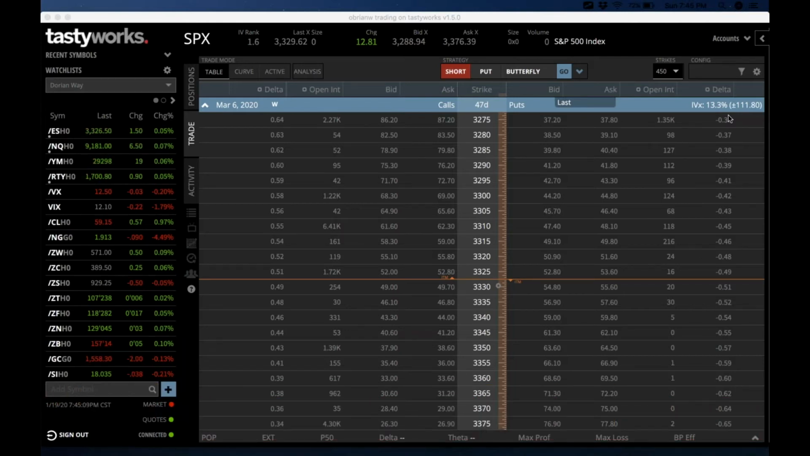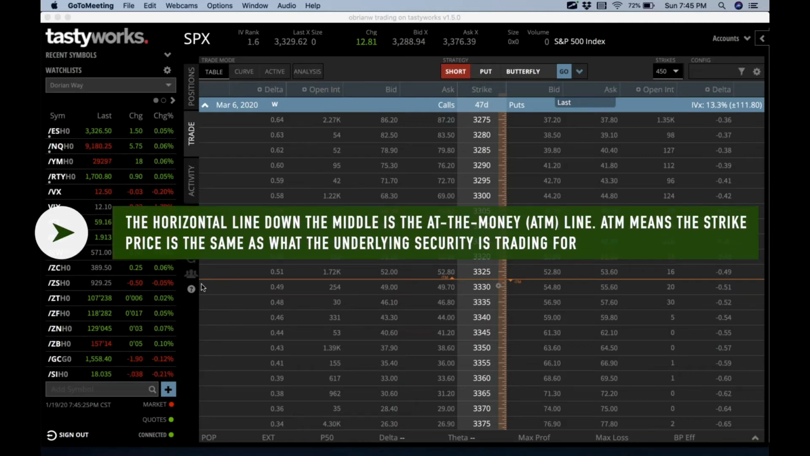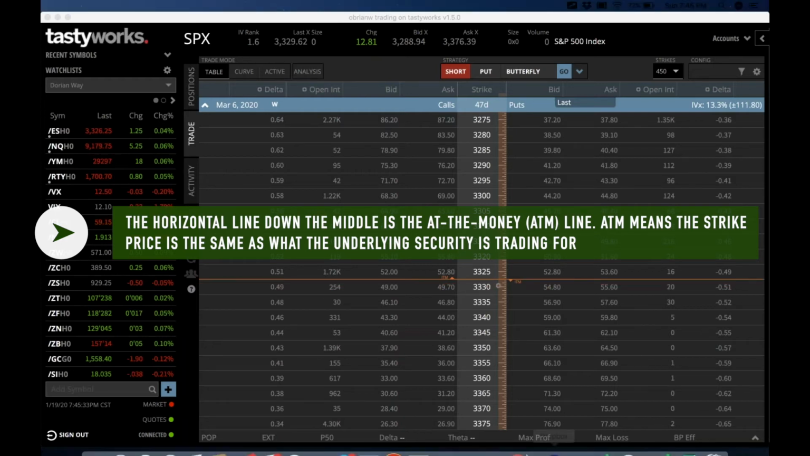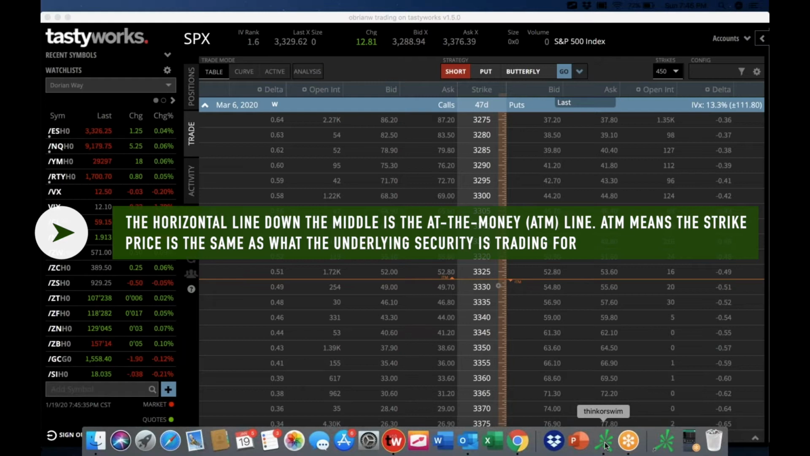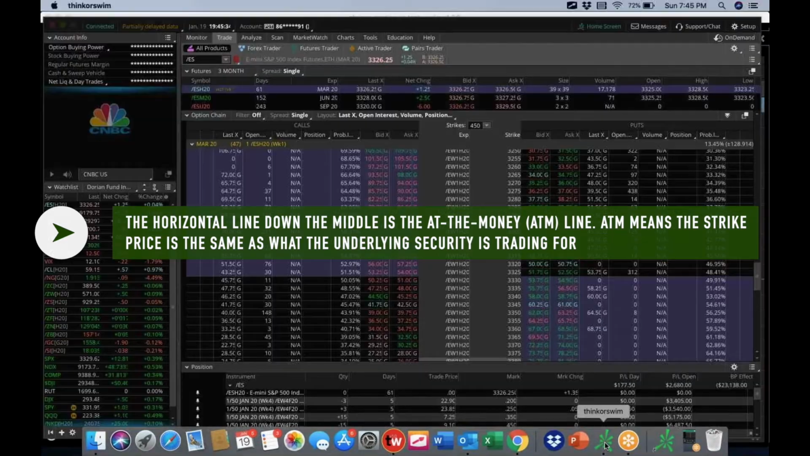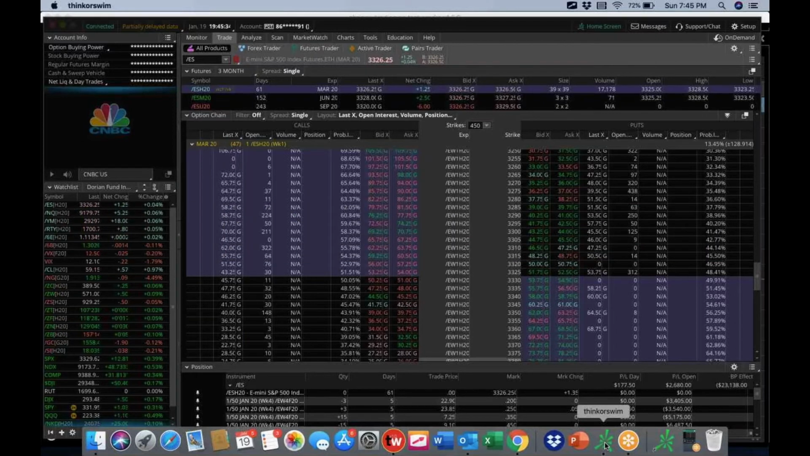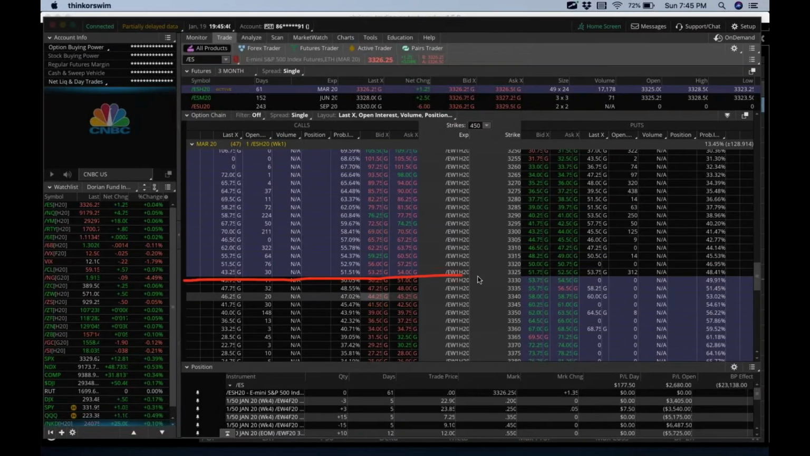All right, so let's now move on to talk about delta as a probability of success, okay? Because I mentioned that delta measures 2 things: your directional risk that we just discussed, and your probability of success. So when you are trading options, you have what is called the at the money line, which is this horizontal orange line on the TastyWorks platform here. If you were on the Thinkorswim platform, that at the money line is where you have this separation of colors here. Okay, that's the at the money line.